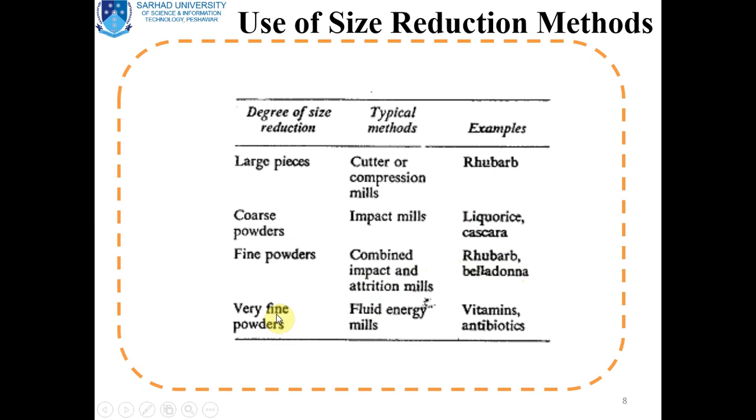If you require very fine powders of vitamins and antibiotics, the fluid energy mill is the typical method of producing very fine powders of the vitamins and antibiotics.